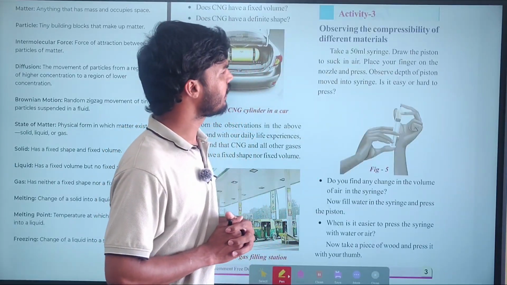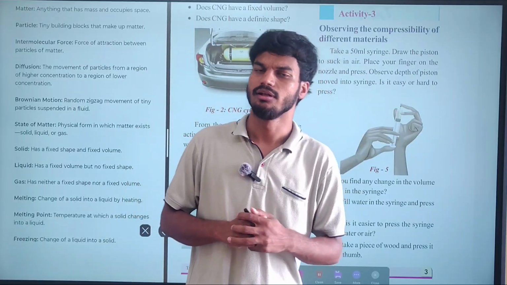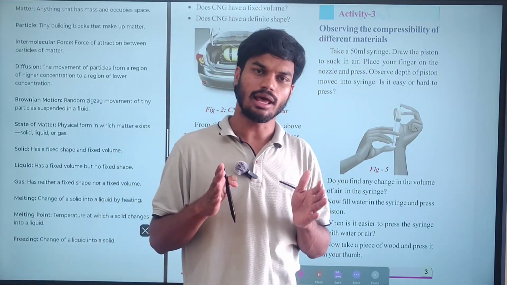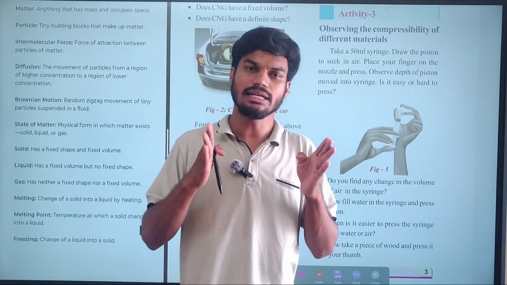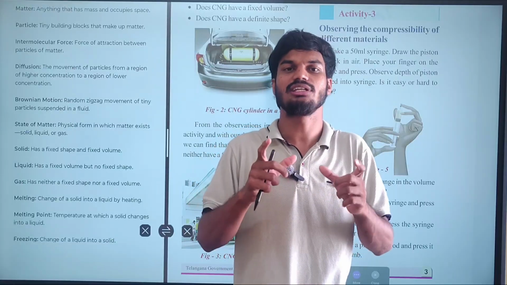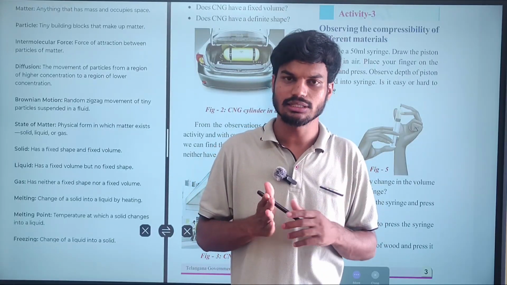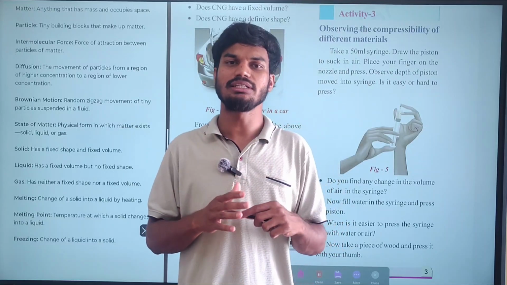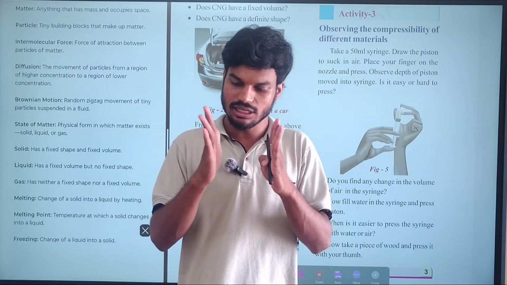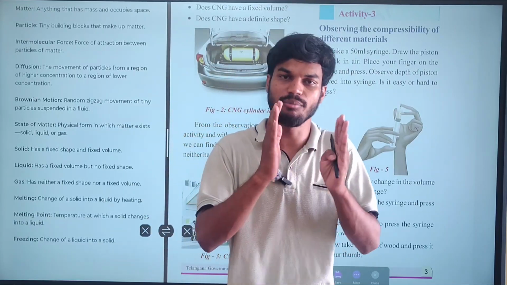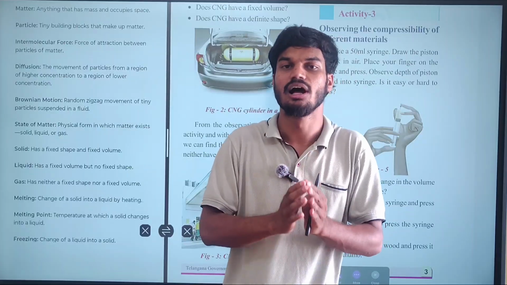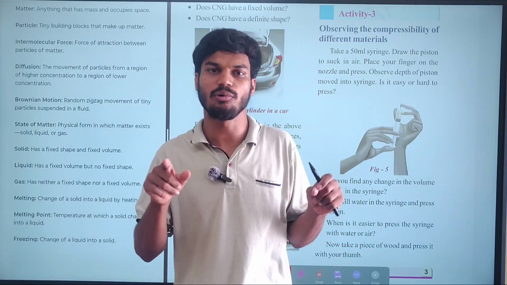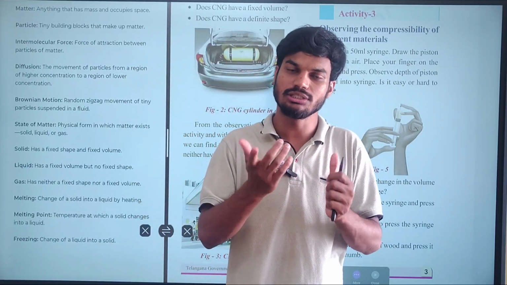Observing the compressibility of different materials. Compressibility. First, you can take the example of a duster. When you take the duster, that is a sponge duster, which is in the form of a sponge, try to press on both sides of the duster. After pressing, you are able to see that the duster is forming into a smaller size. After releasing your hand, the duster is able to retain its original shape.